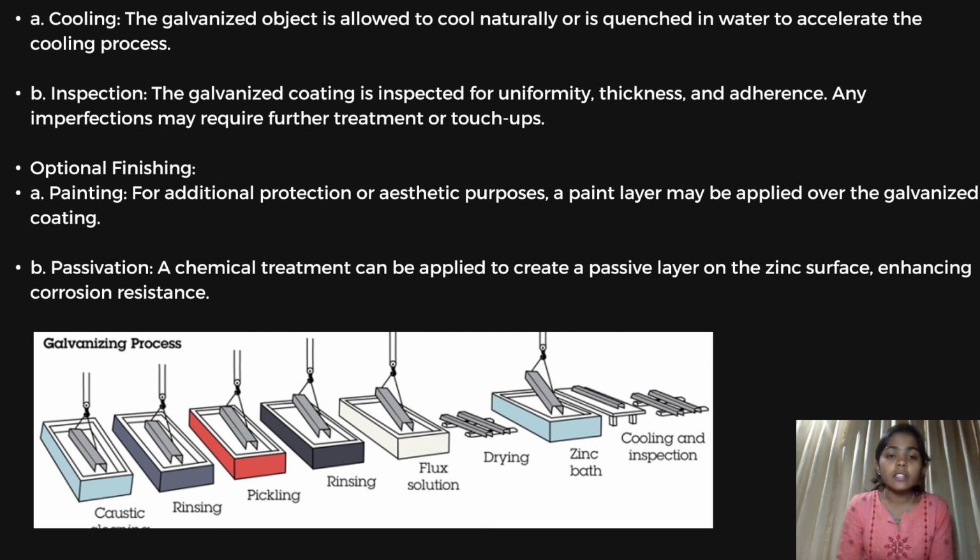Inspection. The galvanized coating is inspected for uniformity, thickness and adherence. Any imperfection may require further treatment or touch-ups. Optional finishing. Painting. For additional protection or aesthetic purpose, a paint layer may be applied over the galvanized coating. Passivation. A chemical treatment can be applied to create a passive layer on the zinc surface, enhancing corrosion resistance.